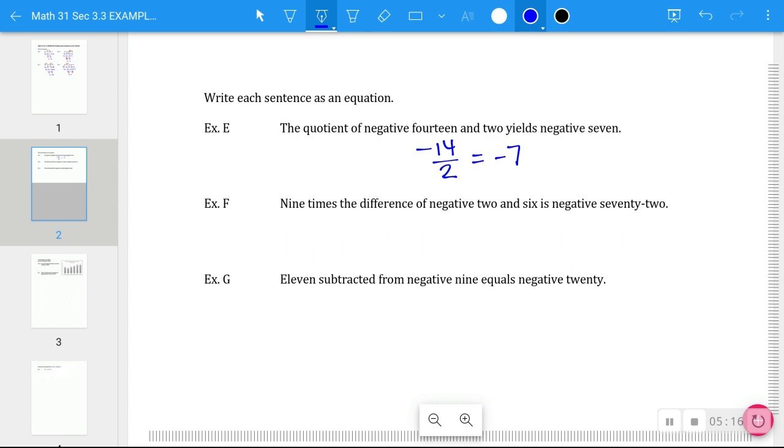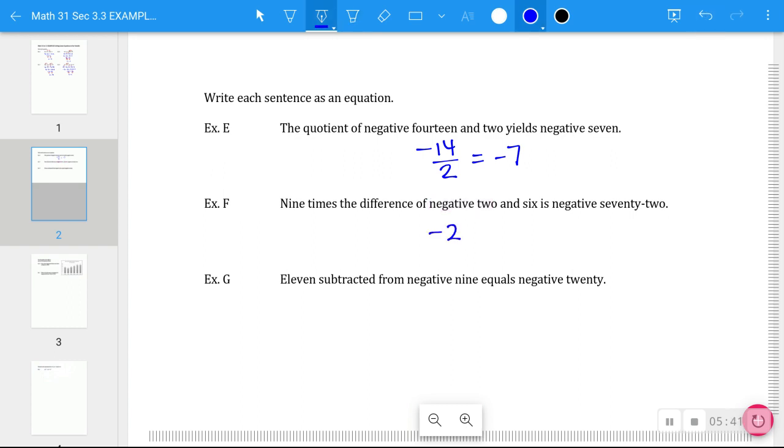Whether it's true or false, we're actually just trying to translate it into the symbols instead of the words. Okay, next we're going to take 9 times the difference. Well, difference means subtraction, so we're actually subtracting two things. And let me highlight those things. Negative 2, and we're subtracting 6. So let's do that first.